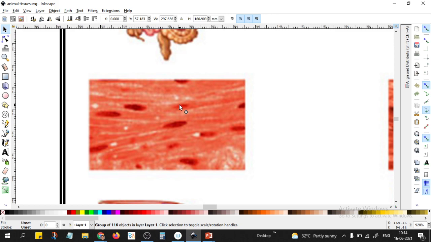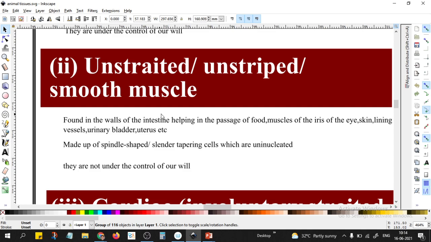The unstriated or unstriped or smooth muscles are found in the walls of the intestine, helping in the passage of the food. Muscles of the iris of the eye. Okay, what is the iris? So the outer part of the eyes.